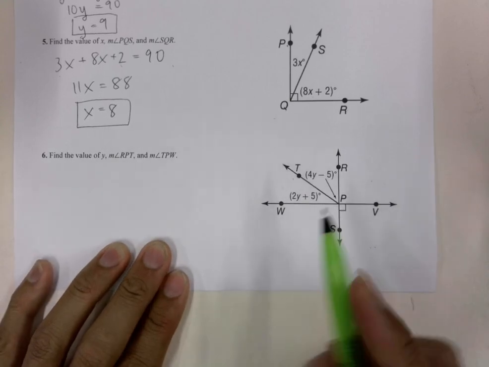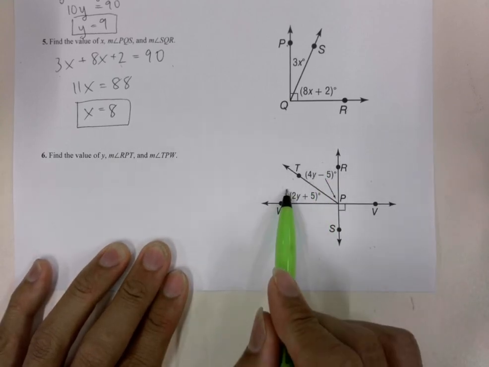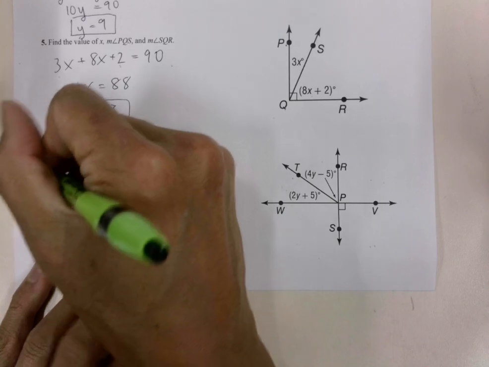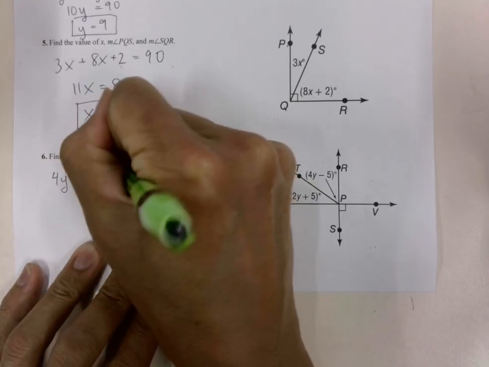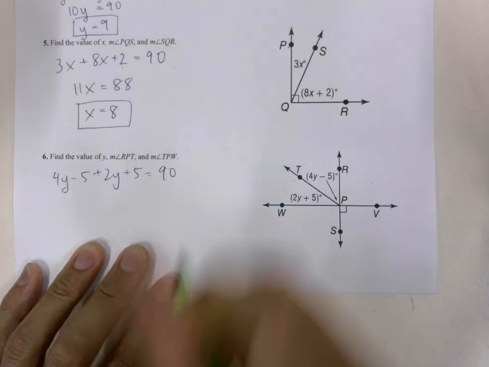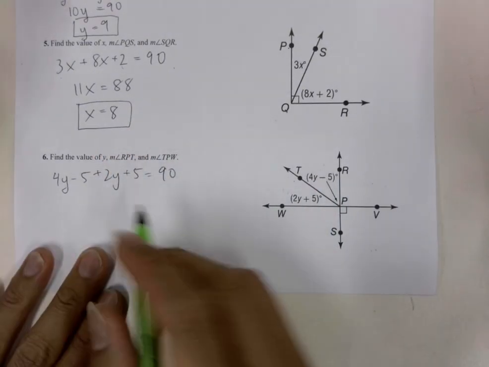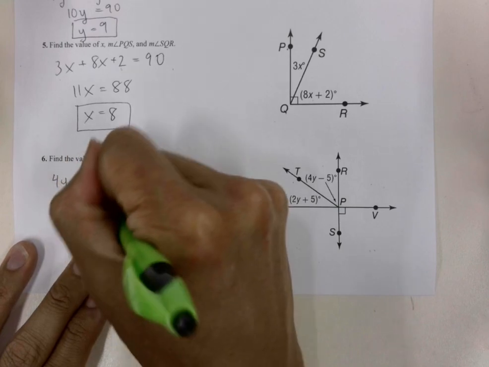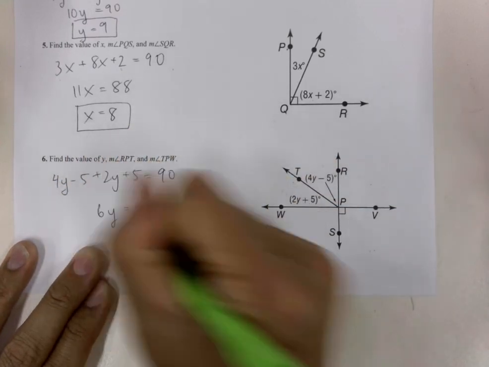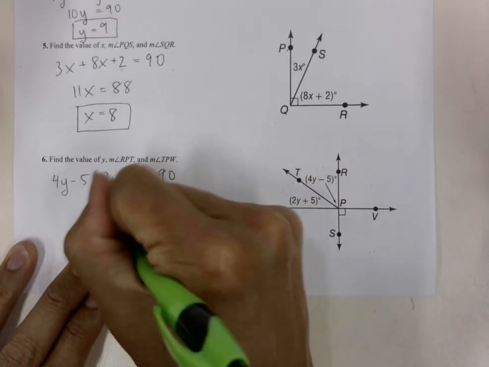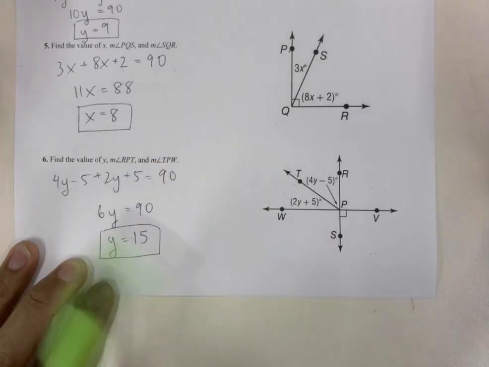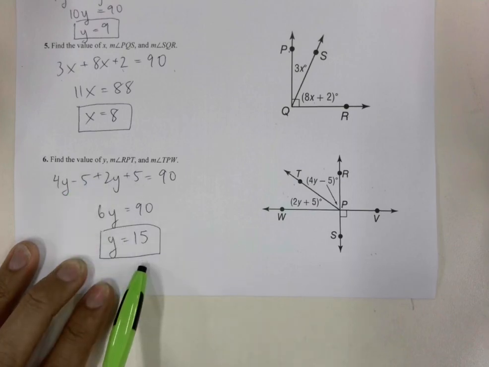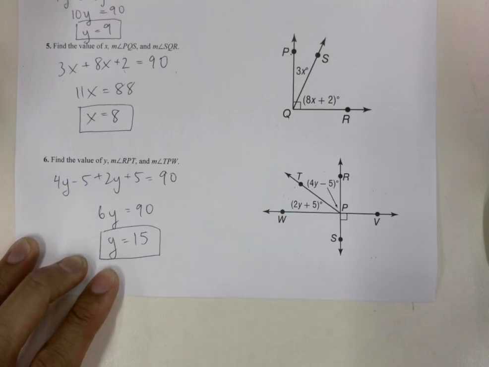So the equation that I can create is the first angle plus the second angle equals 90. I'm going to say 4y minus 5 plus 2y plus 5 is equal to 90, like so. Combine my like terms and I get 6y is equal to 90. Divide both sides by 6 and I get y is equal to 15. And they are looking for the value of y, so I can box my answer, and that's the end of this video.